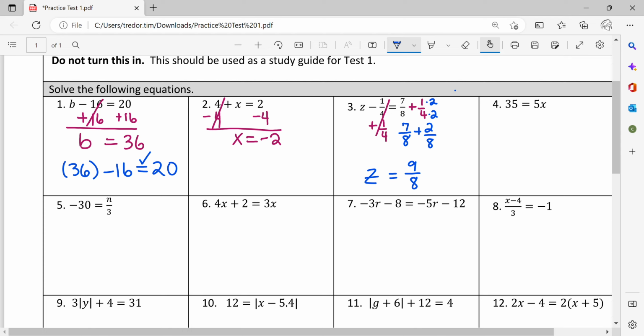Number 4, I've got 35 equals 5 times x. You should be able to do some mental math and ask yourself, 5 times what number equals 35, and come up with 7. But to show our work, I am going to divide both sides by 5, because that's what it's doing to the x, is multiplying. So to undo that, we're going to divide by 5. And on the left I have 35 divided by 5, which is 7.